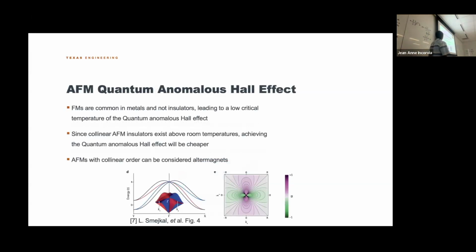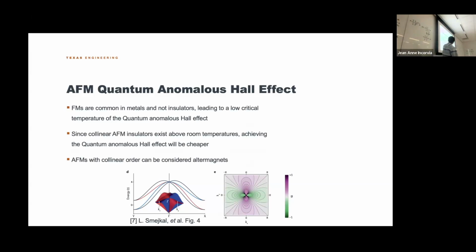So one interesting emerging Hall effect is the anti-ferromagnetic quantum anomalous Hall effect. The key thing here is with the ferromagnetic metals, you have to stay under that critical temperature, and it would be nice to use insulators which have a much higher critical temperature, and you can operate them at room temperature, so you won't need cryogenic coolers. If you have collinear anti-ferromagnetic insulators, you can achieve the quantum anomalous Hall effect much more cheaply. And like we talked about on Monday, this will give you ultramagnetism.